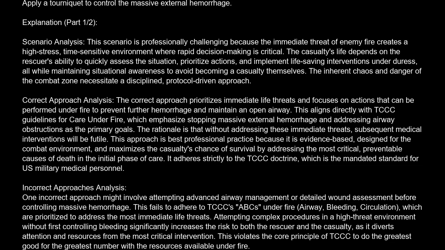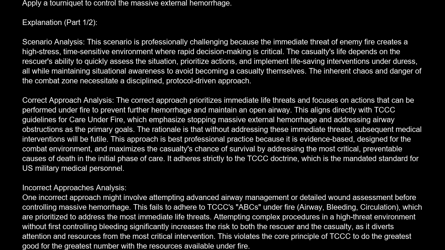The correct answer is A. Apply a tourniquet to control the massive external hemorrhage. Explanation. Scenario analysis. This scenario is professionally challenging because the immediate threat of enemy fire creates a high-stress, time-sensitive environment where rapid decision-making is critical.